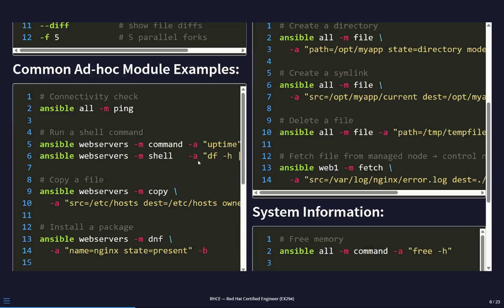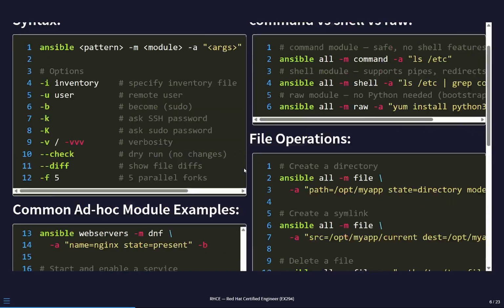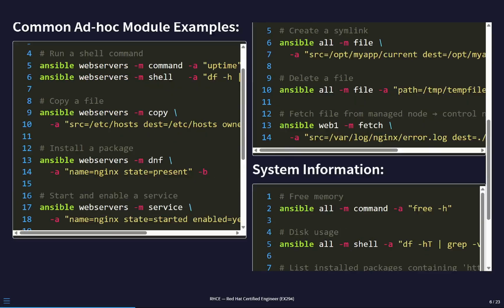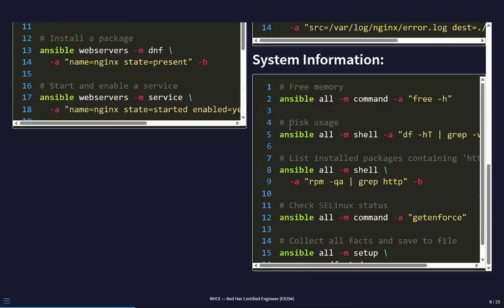The setup module is special. It collects all the facts about a host. ansible web1 -m setup dumps hundreds of variables: the OS, IP addresses, CPU count, memory, disk layout, kernel version. filter=ansible_distribution* narrows it to just the distribution-related facts. This is how you explore what variables are available before writing your templates.